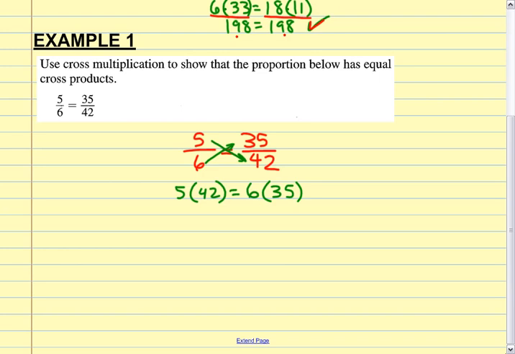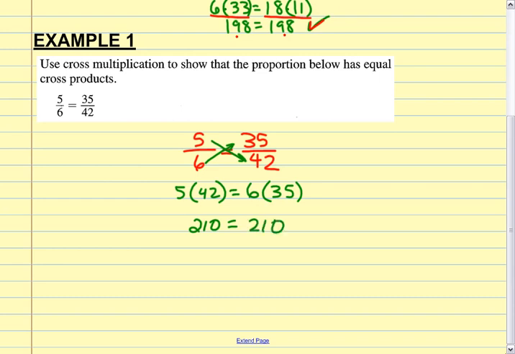Aiden, will you tell me, what is 5 times 42? Aiden's using his head. 210. Perfect, Aiden. Thank you, sir. Very nice. Emily, will you tell me, what is 6 times 35? 6 times 5. Okay, I'm waiting.